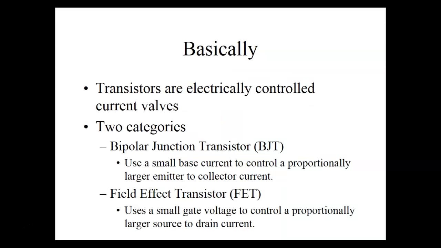So basically, transistors are electrically controlled valves. We have two categories. We have bipolar junction transistors, which use a small base current to control a proportionally larger emitter to collector current. This will probably be on the next slide: we give these leads names. These are going to be 3-lead devices, and this one that's got the arrow on it, so we've got two symbols.